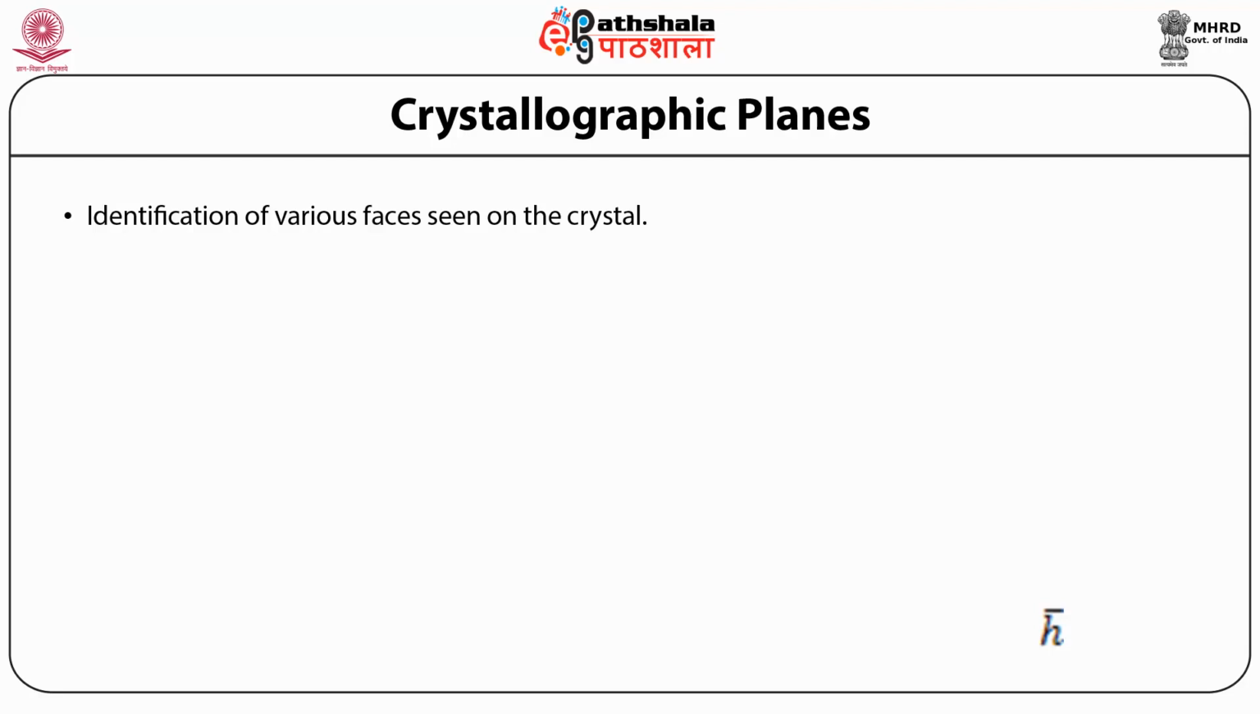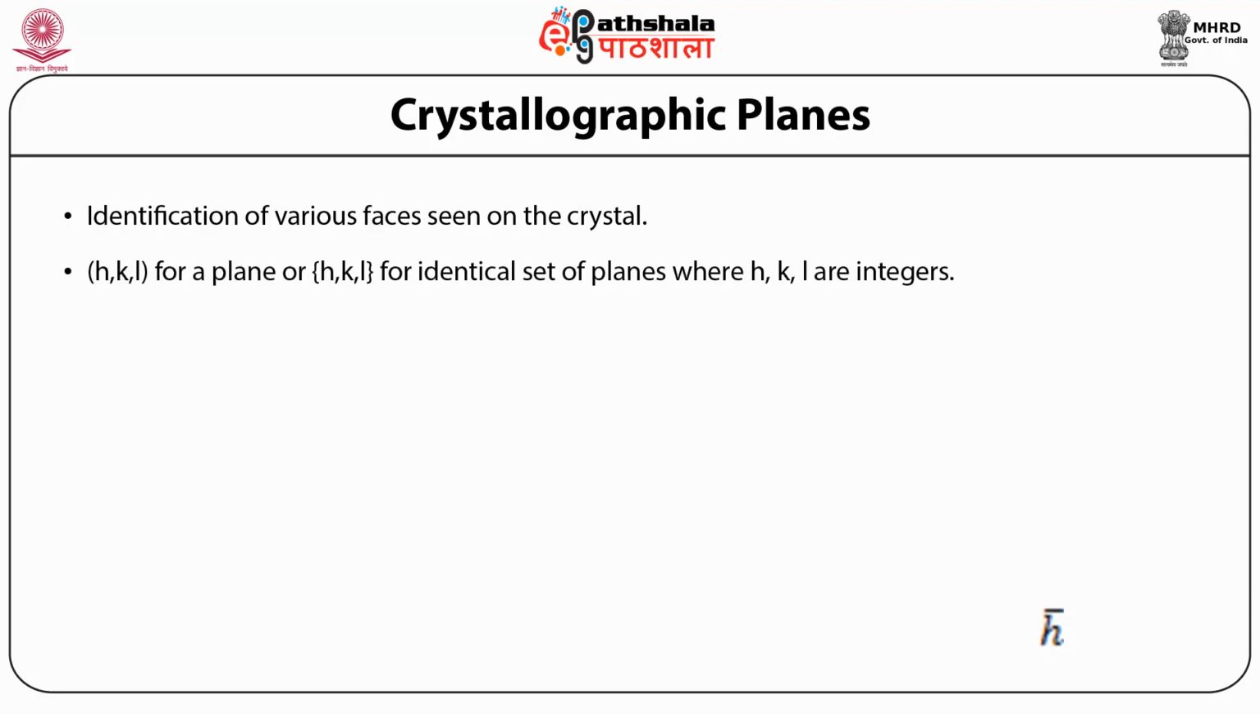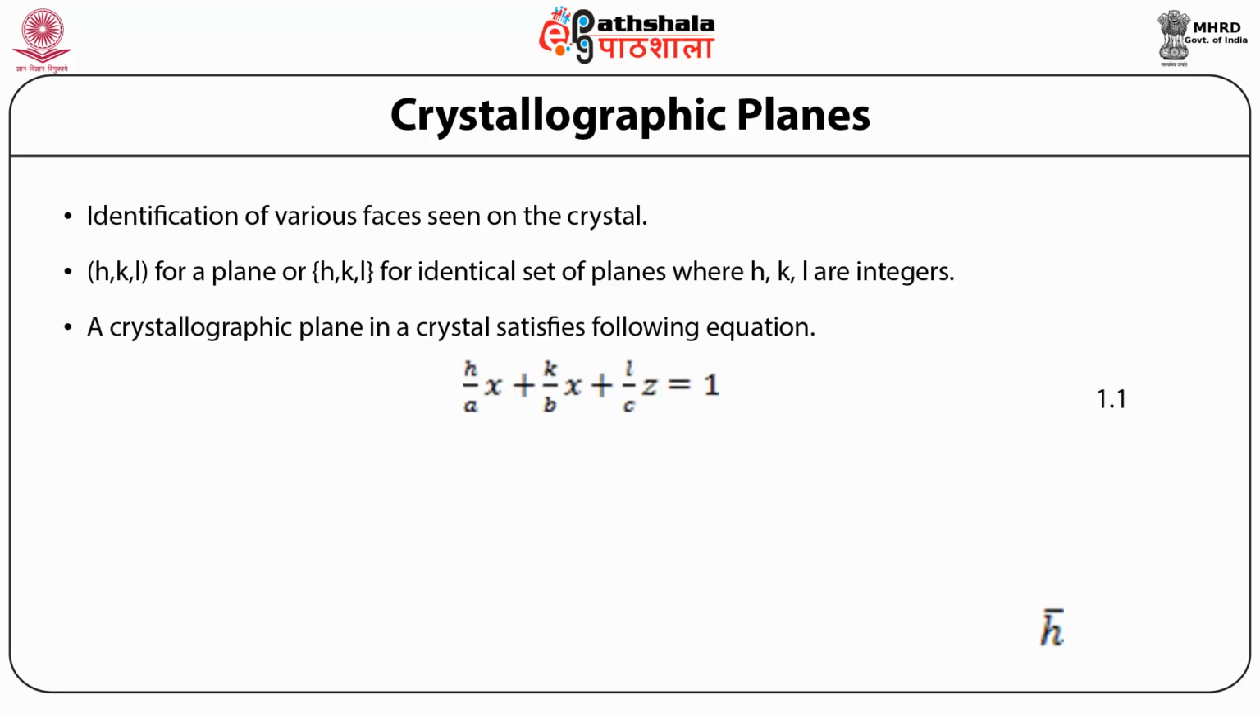They are identified as HKL. So HKL represents a plane, or we can represent it in curly brackets, that is open curly bracket HKL close curly bracket, for an identical set of planes, where HKL are integers. The crystallographic plane in a crystal satisfies the following equation, which is given as h by a times x plus k by b times y plus l by c times z is equal to 1.